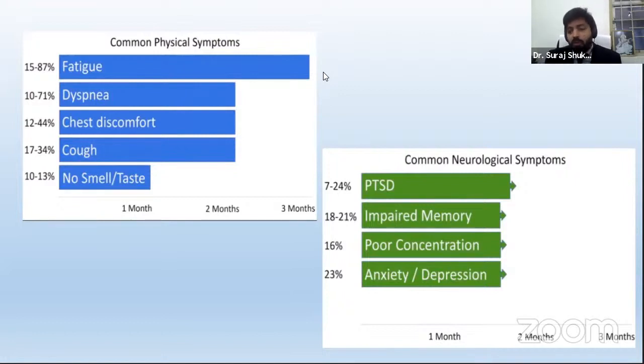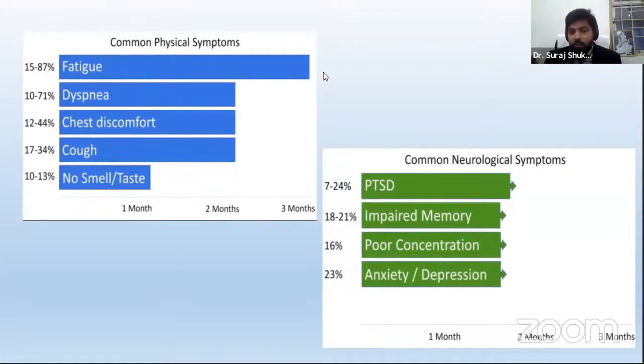Some of the common neurological symptoms were PTSD. Now, COVID-19, after the infection, they took it as a trauma. The patients literally got traumatized by this COVID infection. They had this PTSD, post-traumatic stress disorder, which continued from the first month and went on till the second month almost.